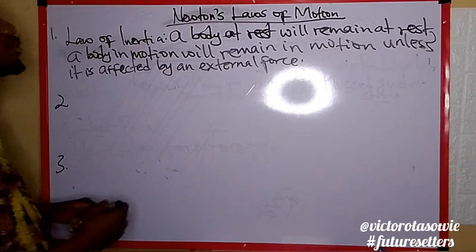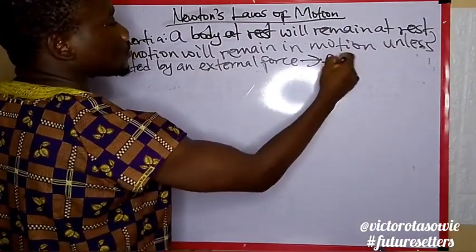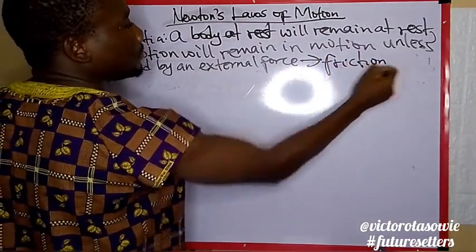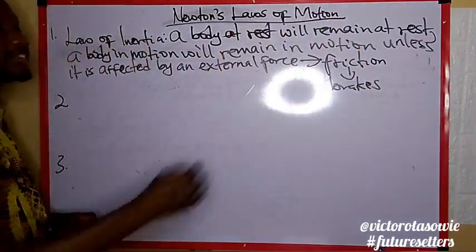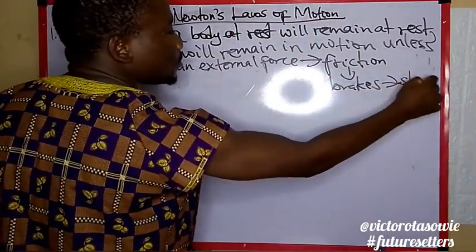So that external force can be what? Friction. That friction can be in the form of the what? The brakes. When you apply the brakes, the machine will definitely what? Stop.